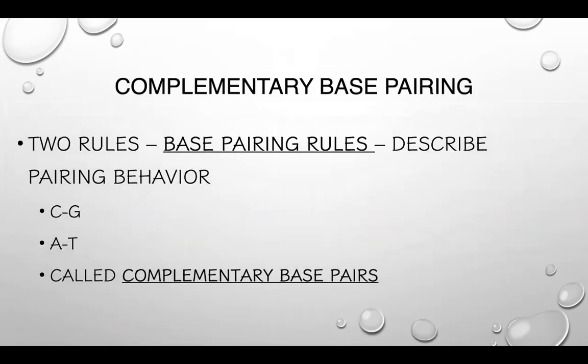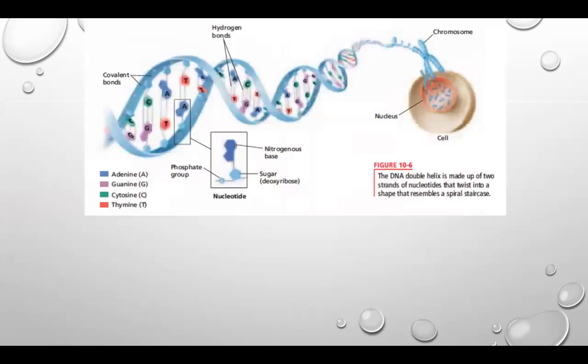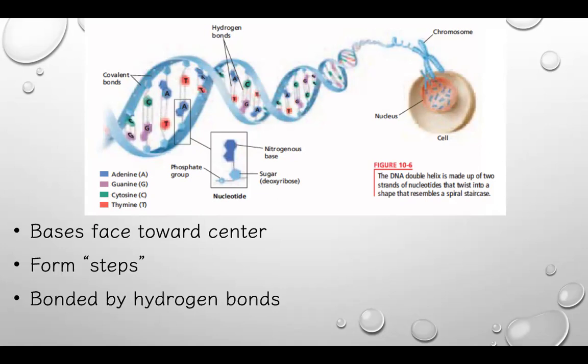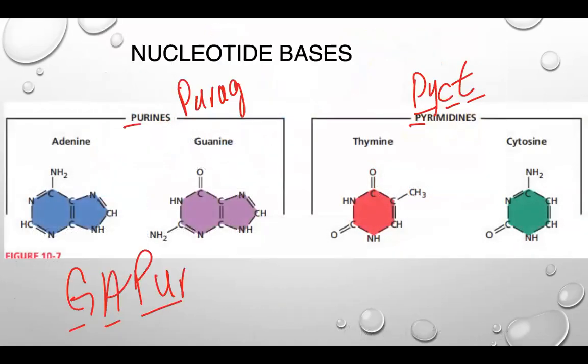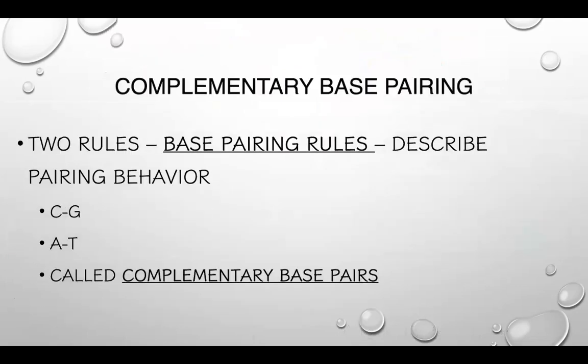Now, there's 2 rules when it comes to base pairing behavior. If you go back to this one, you might notice that every time you see a cytosine, it is paired with a guanine. So if you see here C and G, C and G, C and G, G and C. And A and T. AT, AT, AT, AT. These are what are called the base pairing rules. These two pairs always pair together. So C always pairs with G, A always pairs with T.